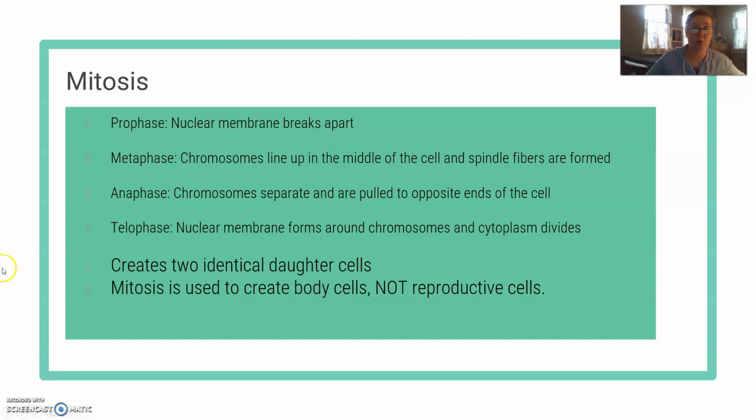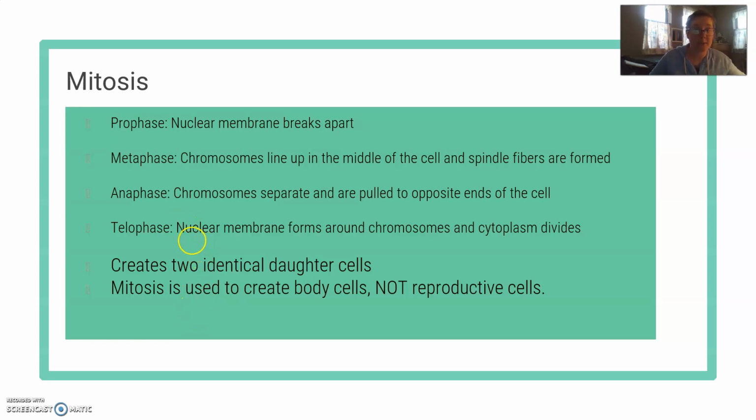The next type of asexual reproduction is mitosis. And mitosis, you're going to notice, has the exact same steps as meiosis, except it only undergoes those steps once, not twice. The other difference is that mitosis is used to create body cells. They're not your reproductive cells, such as sperm or egg. Only body cells, so this is going to be your skin cells, for example. And the other difference is that the cells are genetically identical, not genetically different from the parent cell.